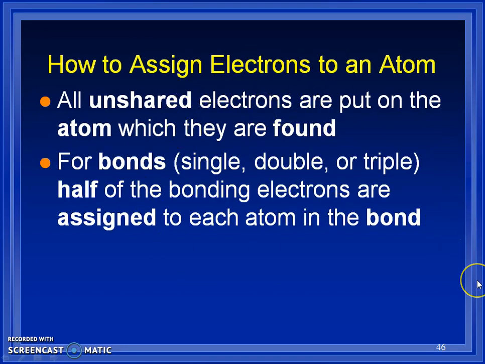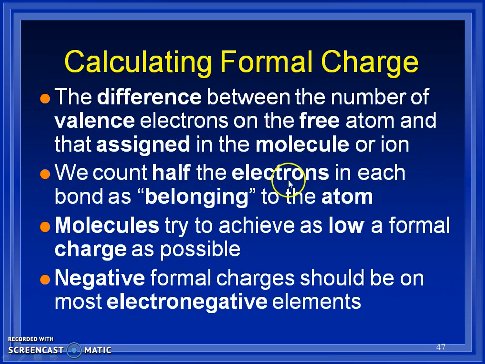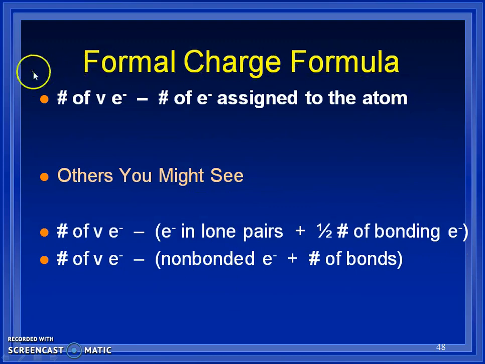Hopefully that makes sense to you, and if it doesn't, this should. This is what's really, really useful. This is what I call the formal charge formula. I'm going to take my valence electrons, and I'm going to subtract the electrons that are assigned to that atom. You might see these formulas as well, but this is the easiest that I've seen over the years.